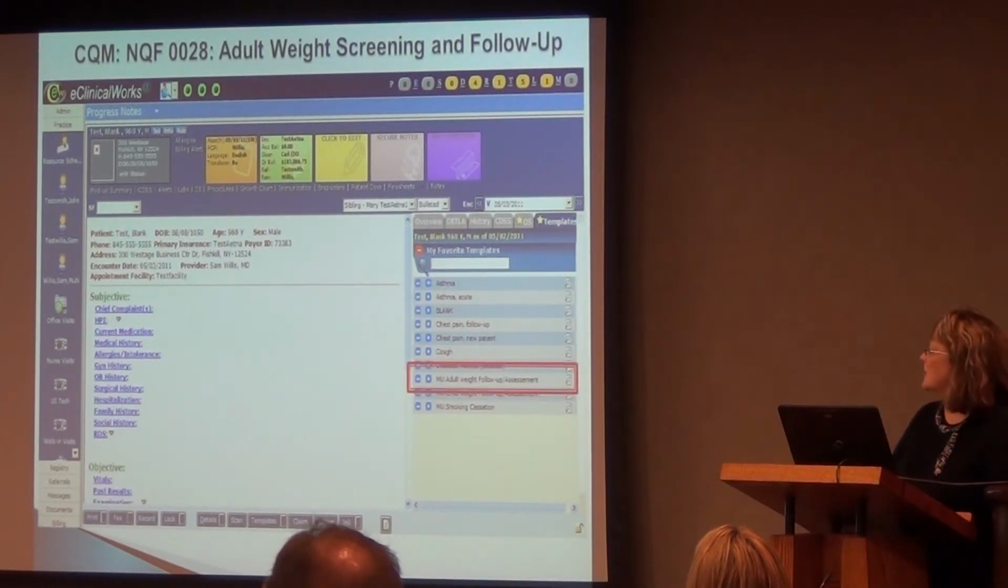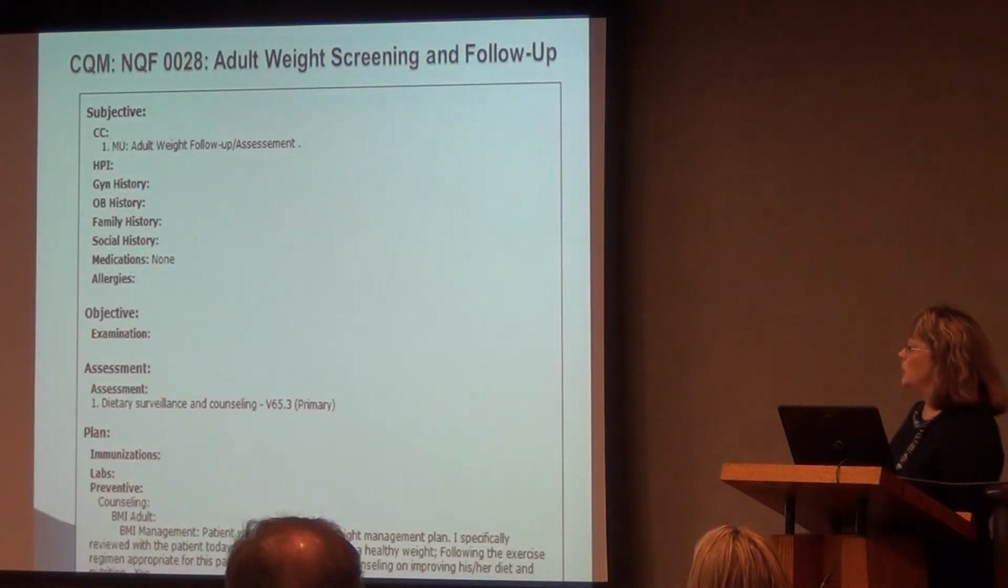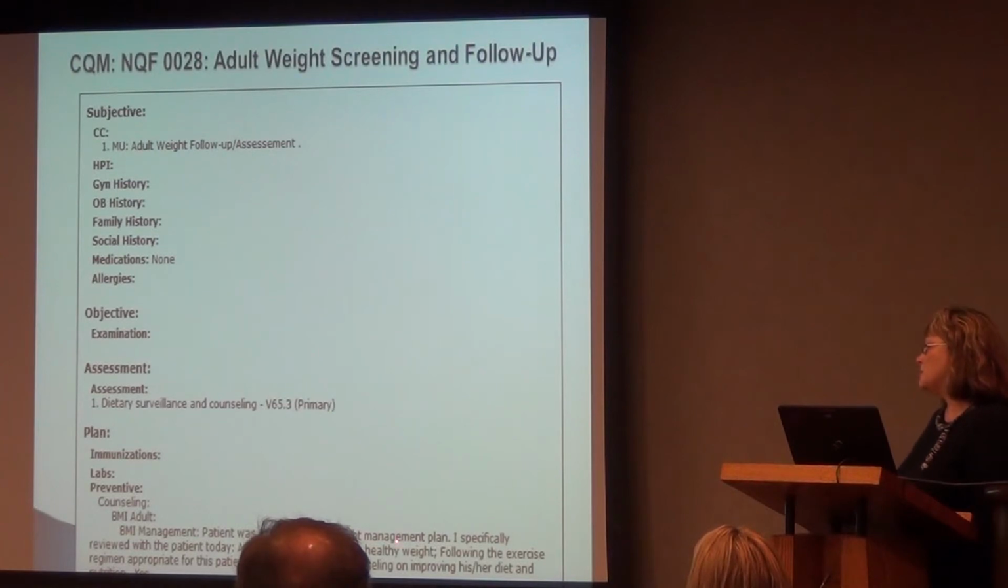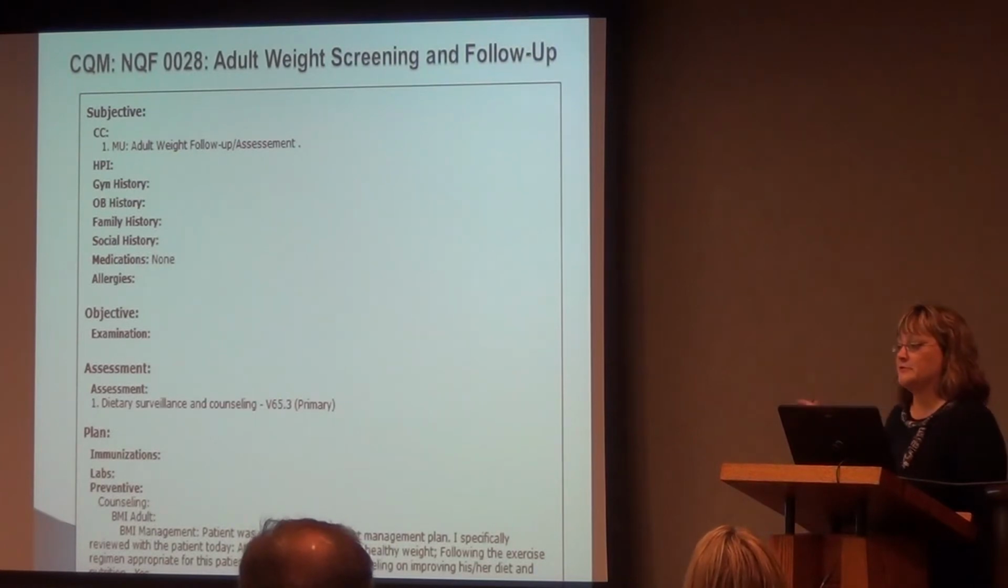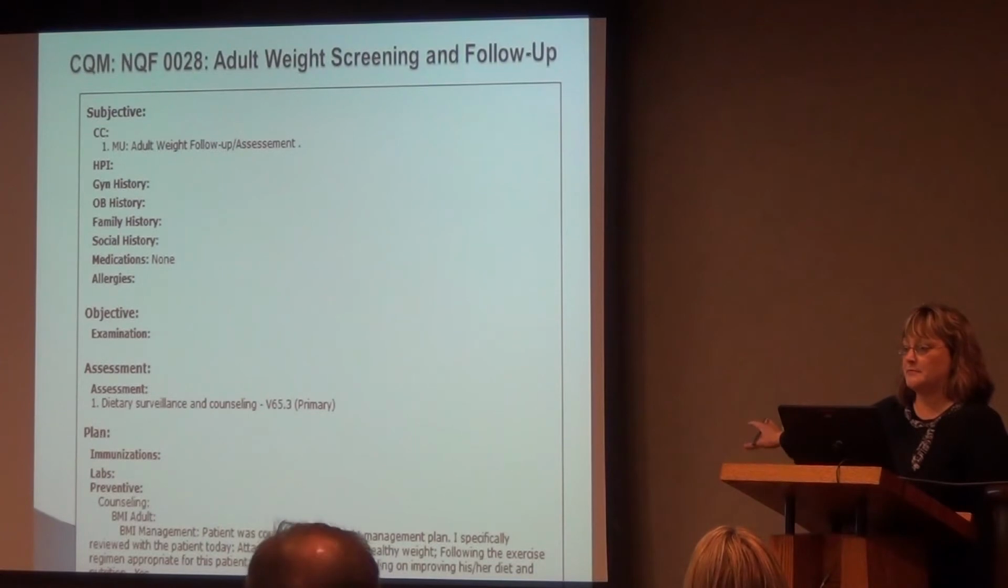So we would select the adult weight follow-up assessment, and what would appear in the note would be the dietary surveillance and counseling code, and then the way we worded it is BMI management. Patient was counseled on a weight management program. I specifically reviewed with the patient today attaining a healthy weight, following an exercise regimen appropriate for the patient, and patient-specific counseling was provided on diet and nutrition. So whether the patient is overweight or underweight, it satisfies the measure because I've documented follow-up plans.